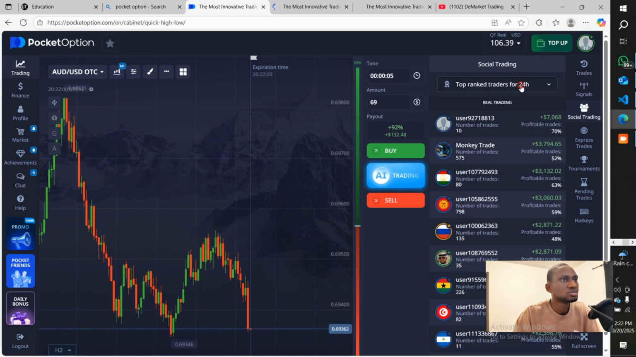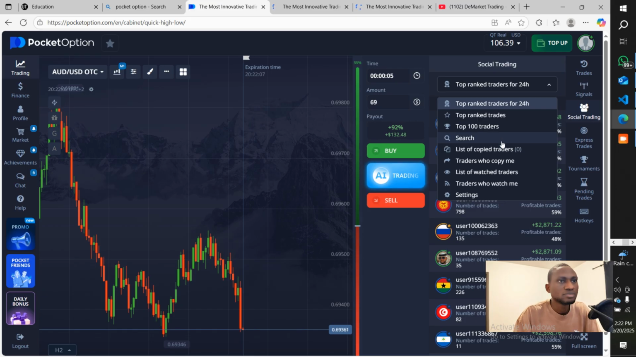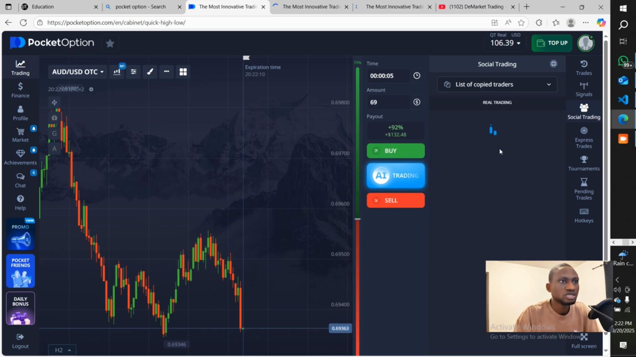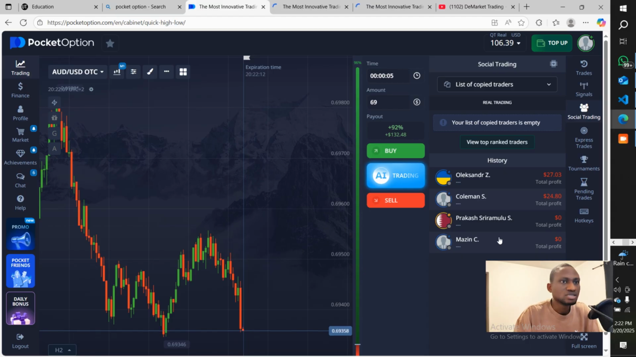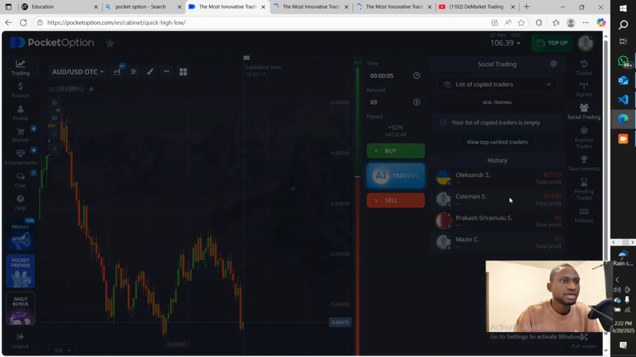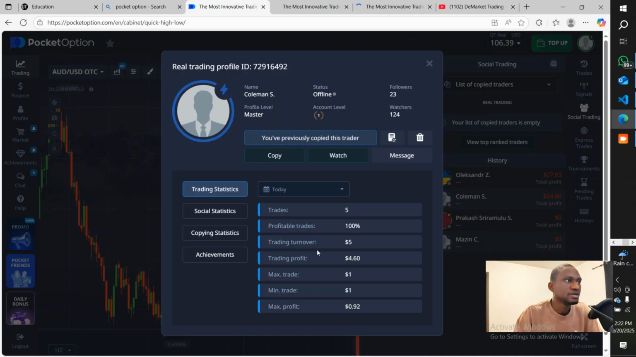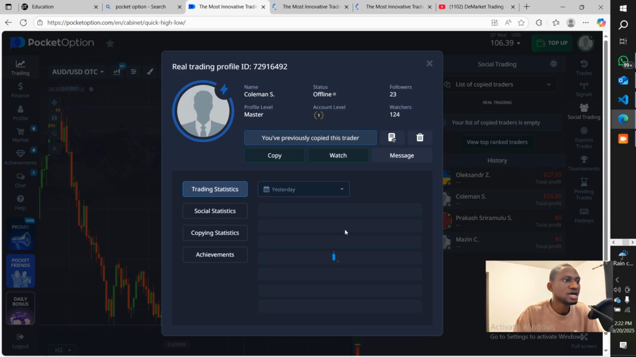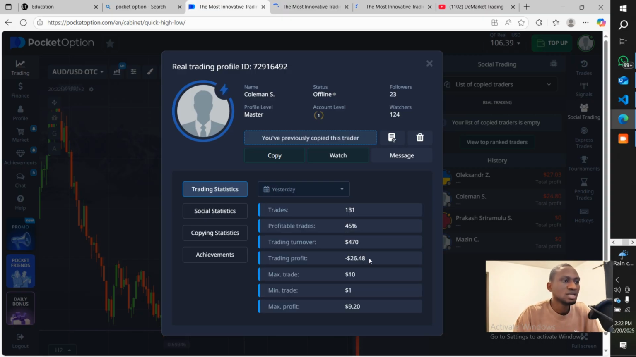These are the traders I used at the time. The list of copied traders, so you can see all of them here. This guy, I first of all used this guy. As you can see, a profit of $4 at the time, he was making a huge profit, a turnover of $5. So it was making a huge profit at the time, but then you can see a loss. All of his trades started making losses, and I'm like, this is crazy. Look at the turnover.